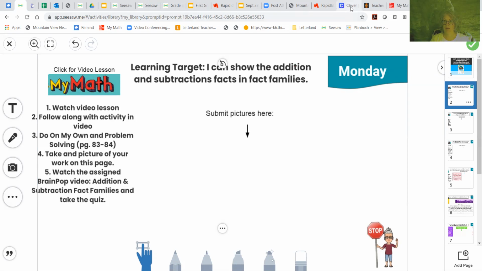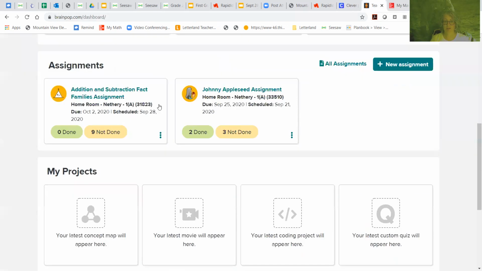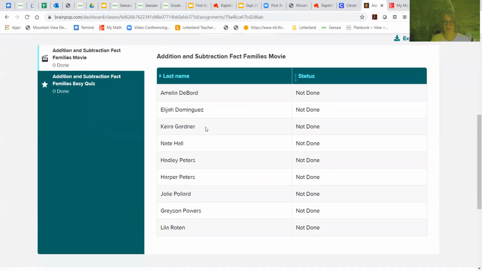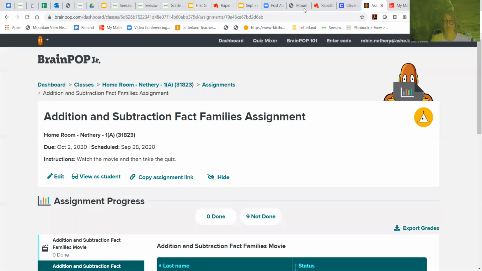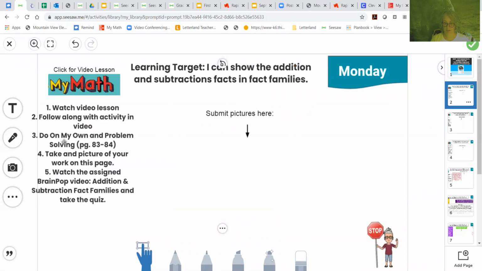So let me see if I can go to Clever real quick. I hope this is sharing with you. So you go to Clever, go to BrainPOP Junior, and mine will look a little bit different from yours, but you should have assignments, and you click on this, and it'll take you to the video. This is just showing where I've got it assigned for my class. It's different for teachers and students, but you'll need to do that. I can look on anybody's name and see if you've watched the video and done the quiz.